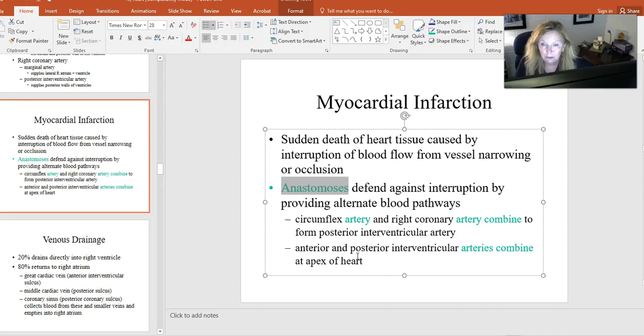So 40s and 50s and 60s, they will have the major heart attacks, and there's no way they can defend against this, and they don't have time to make an alternate pathway, so they have major heart attacks with much of the heart muscle wall being damaged.